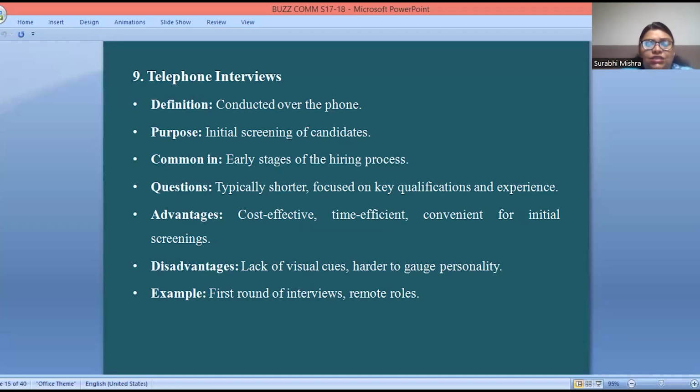Basically, these types of interviews are done for remote roles, like work-from-home roles, and they are conducted in the first phase for all industries across all segments, right? So these were the different types of interviews. We'll be moving towards the next category.